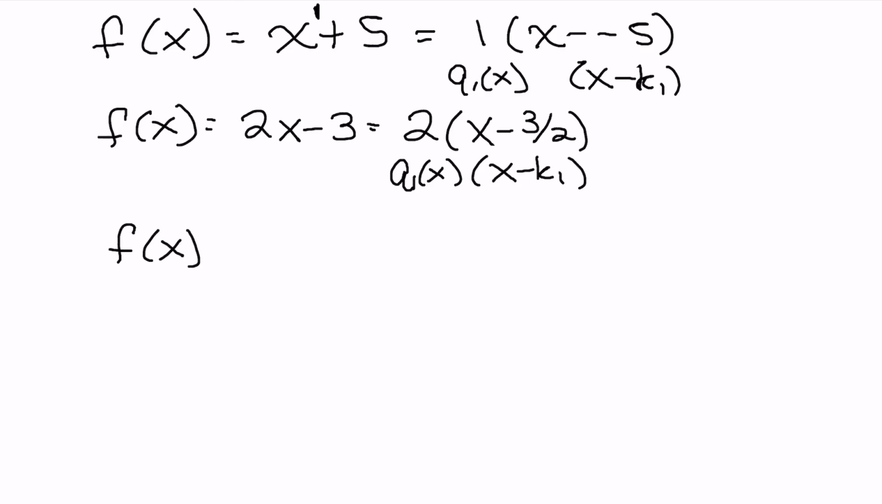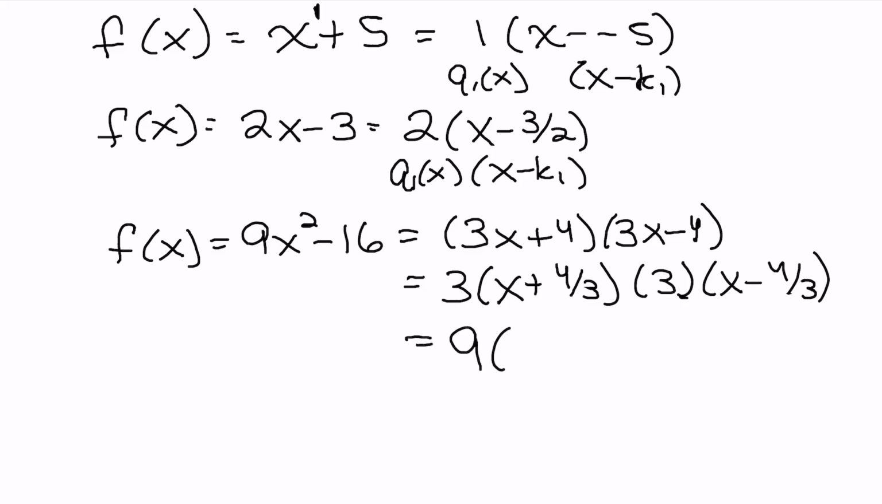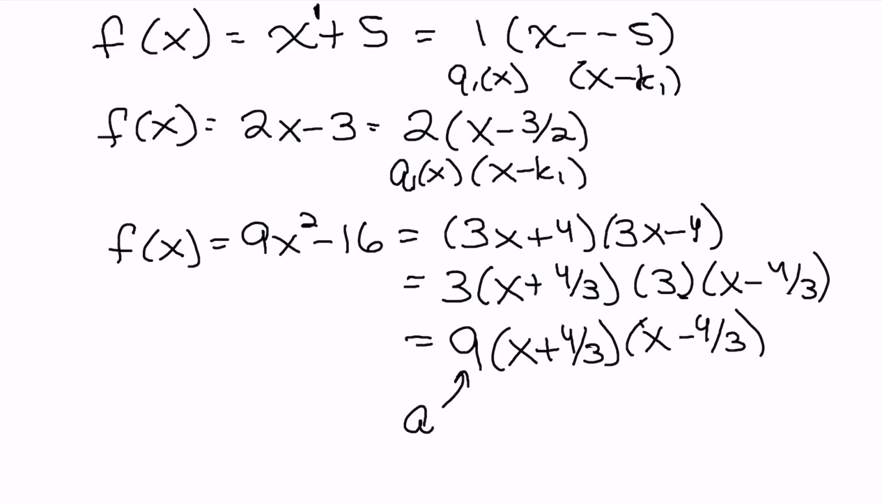If you have f of x equals 9x squared minus 16, you might think about breaking that down into 3x plus 4 times 3x minus 4, because it's a difference of squares. But according to the fundamental theorem of algebra, we can rewrite this even more differently, where I factor out the 3's. 3 times 3 is 9. So 9 times x plus 4/3 times x minus 4/3. The 9 is your a, or your leading coefficient, and you have your x minus k sub 1, x minus k sub 2. That tells you what your zeros are: 4/3 and negative 4/3 are your zeros. So it's saying they can all be broken down that way.